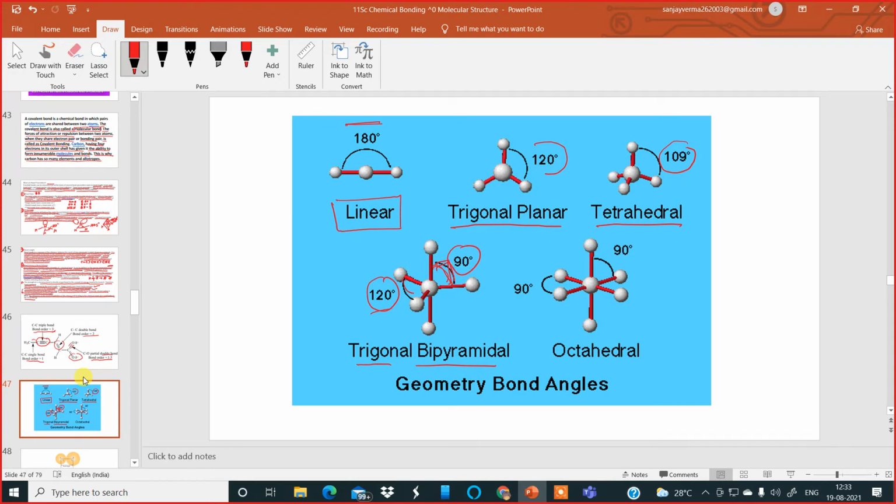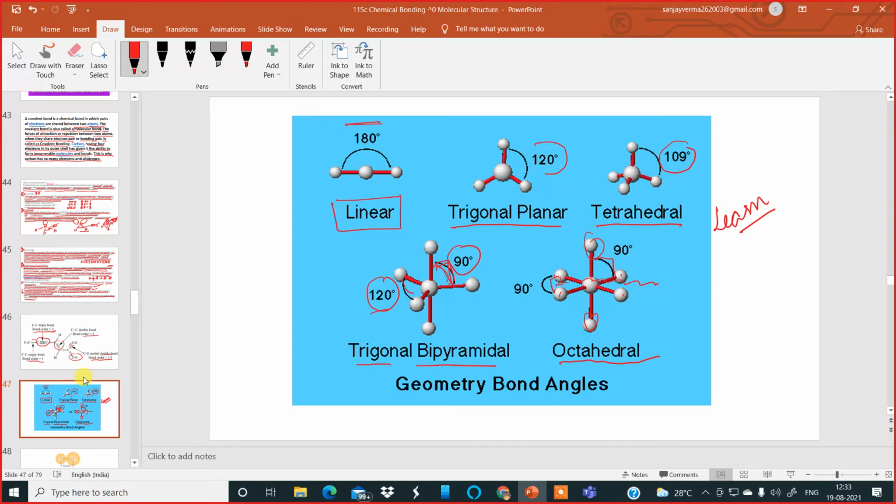If you put a plane over here, this is above the plane, this is below the plane, and this is on the plane. That time, if this bond angle is 90, then it becomes octahedral geometry. So I want you all to learn this chart with respect to the bond angles. If I give you the bond angles in the examination, then you should be able to tell me or write down the geometry of the corresponding molecules.